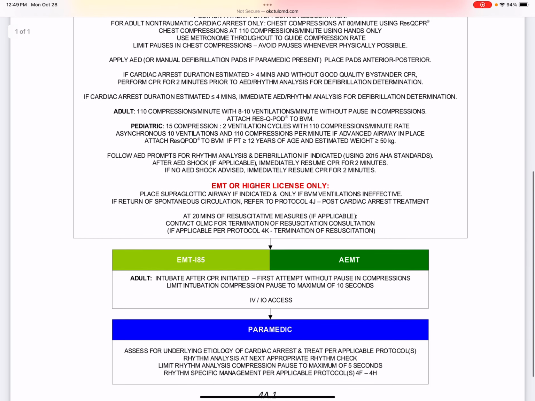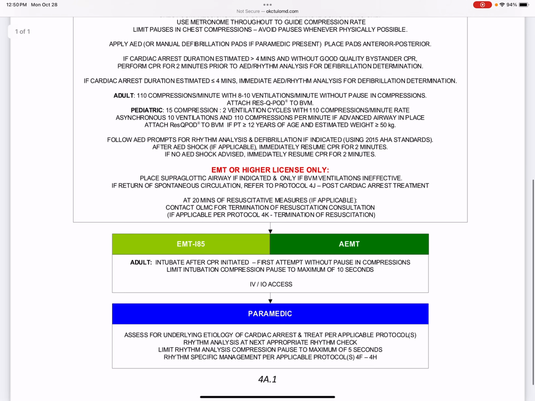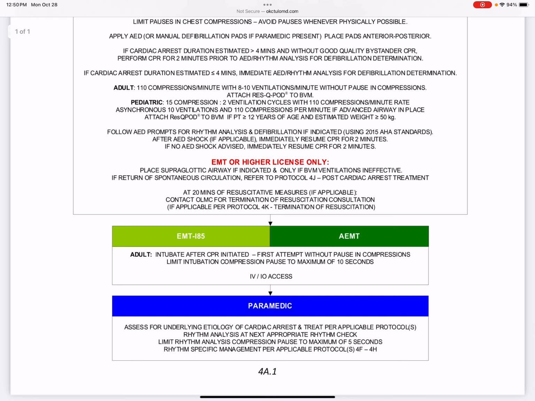Limit pauses on chest compressions. Avoid pauses whenever physically possible. You do not want to stop chest compressions. Chest compressions are singly the most important thing for cardiac arrest. Scrolling down, apply the AED or manual defibrillation pads if the paramedic is present.